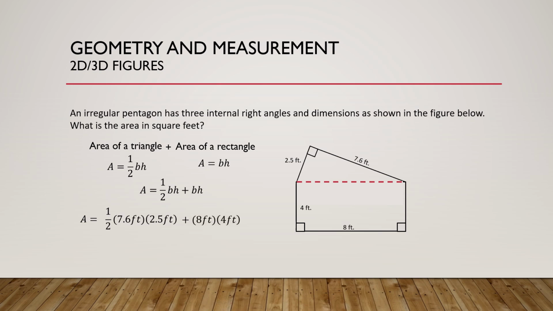Complete the multiplication first. 1/2 times 7.6 feet times 2.5 feet equals 9.5 square feet, or the area of the triangle. 4 feet times 8 feet equals 32 square feet, or the area of the rectangle. When we add these together, we get the area of the pentagon, 41.5 square feet.